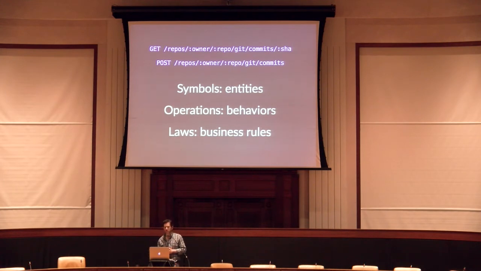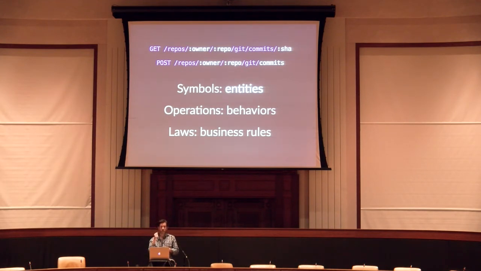So I'm going to try and convince you that we can have this algebraic structure on the GitHub Commit API. So here are the REST endpoints. There are two of them: a get and a post. And look, we have some entities. We want to get some commits or push one up.